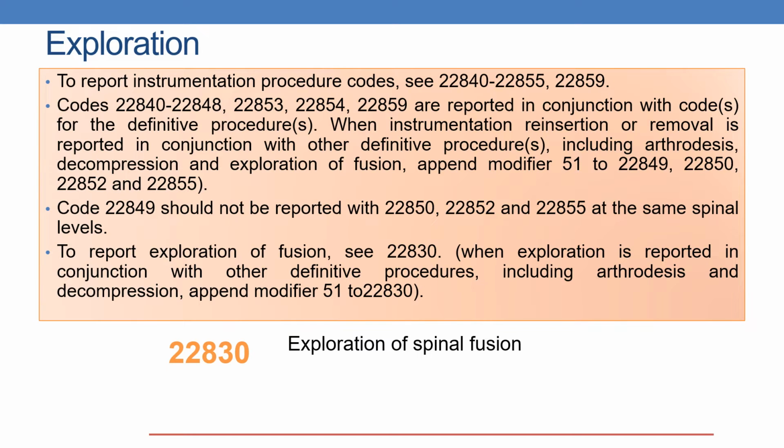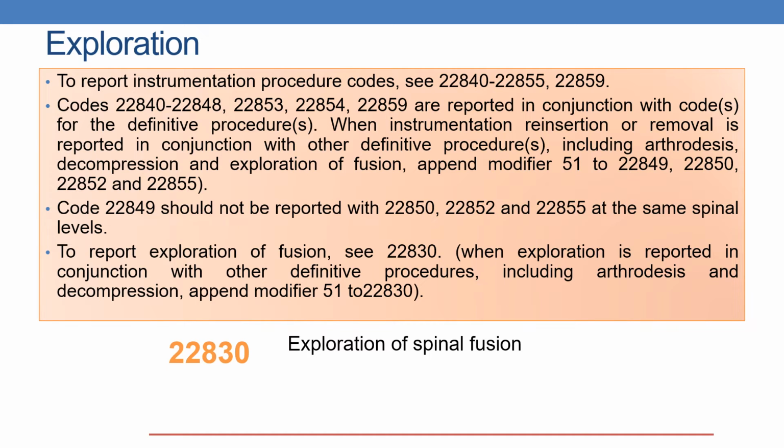Coming to spinal exploration. Whenever instrumentation reinsertion or removal is reported in conjunction with other definitive procedures, including orthodesis, decompression, and exploration of fusion, you need to append 51 modifier to 22849, 22850, 22852 and 22855 codes. And code 22849 should not be reported with 22850, 22852 and 22855 at the same spinal levels.